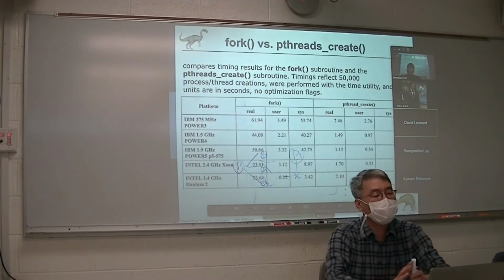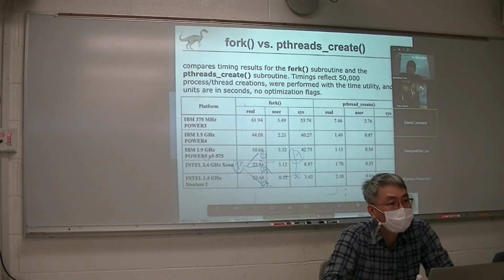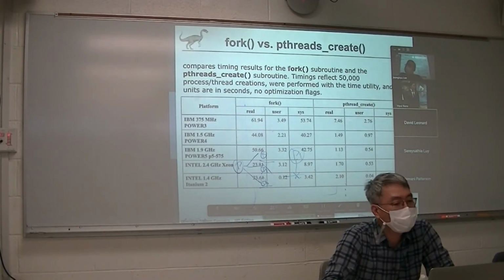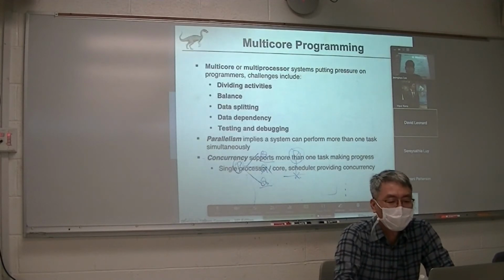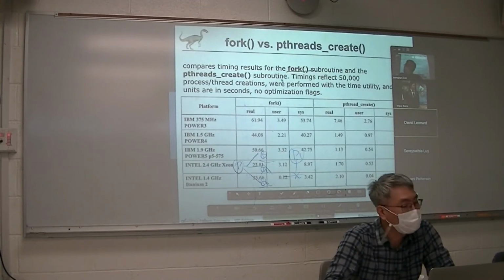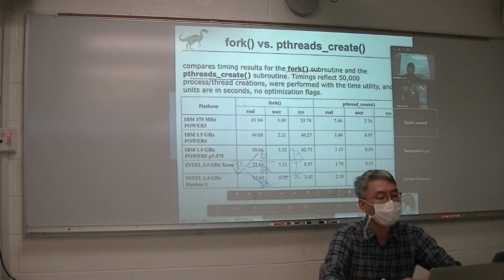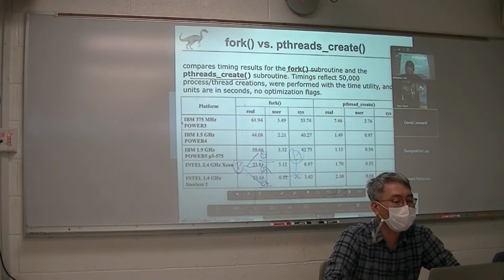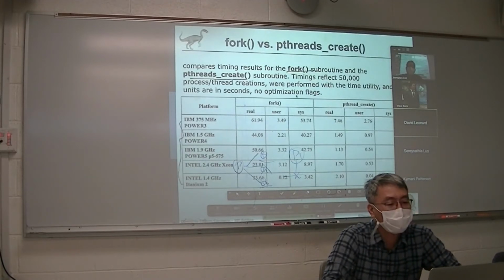So this slide shows the benchmarking test. There are two types. One is fork, which means creating a process. Another one is pthread_create, which is creating a thread. So we'd like to compare them, depending on the different platform, which means the CPU. This part is creating a process, the right hand side is creating a thread.